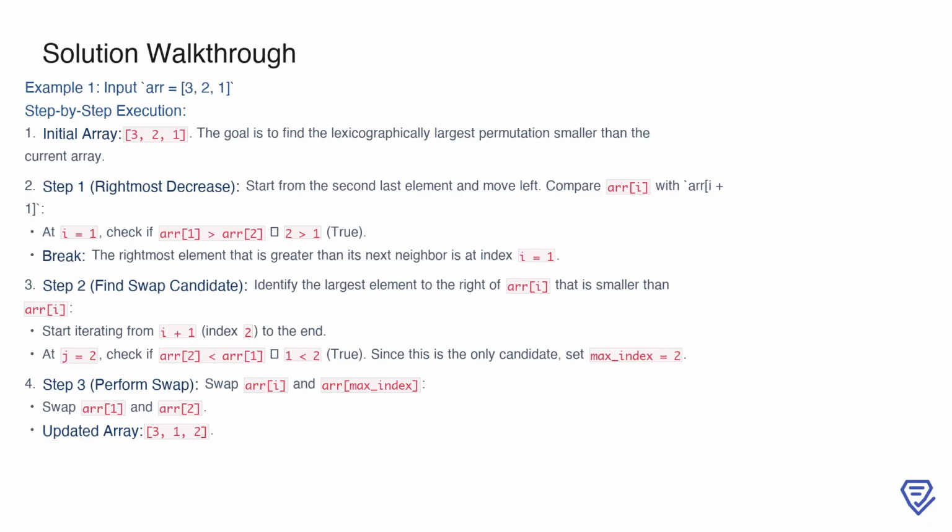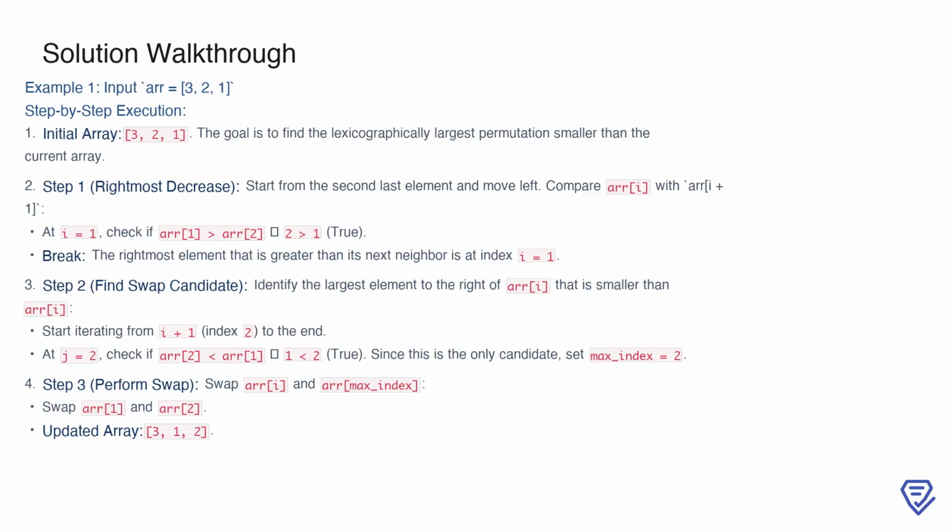Here, we begin with the array 3, 2, 1, and our goal is to find the lexicographically largest permutation that is smaller than the current array. The first step is to identify the rightmost point where the array decreases. Starting from the second to last element, we check if an element is greater than the one to its right. At index 1, we see that arr[1] is 2 and arr[2] is 1. Since 2 > 1, we find our breakpoint at index 1.